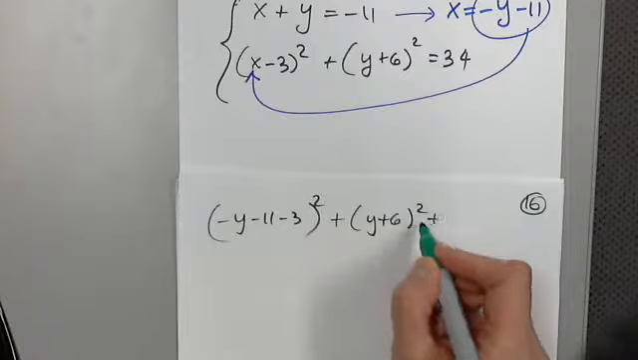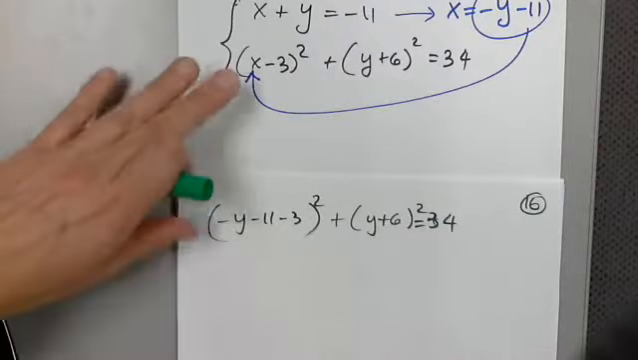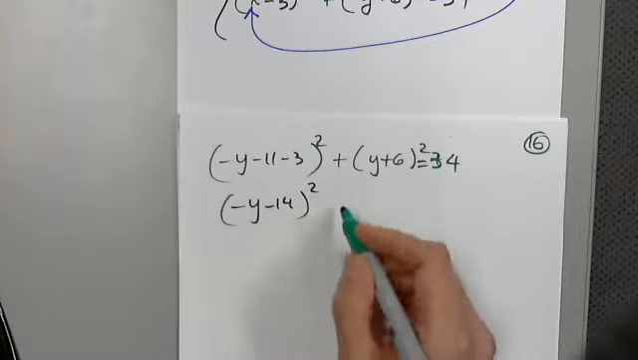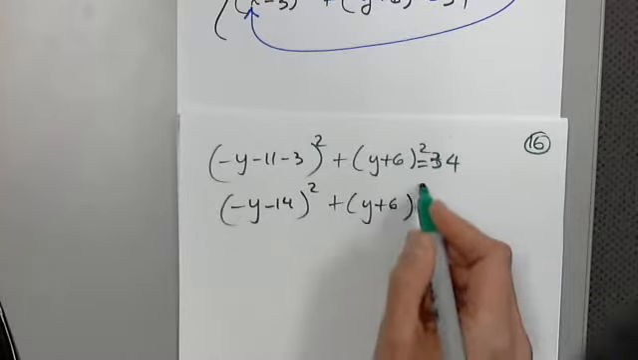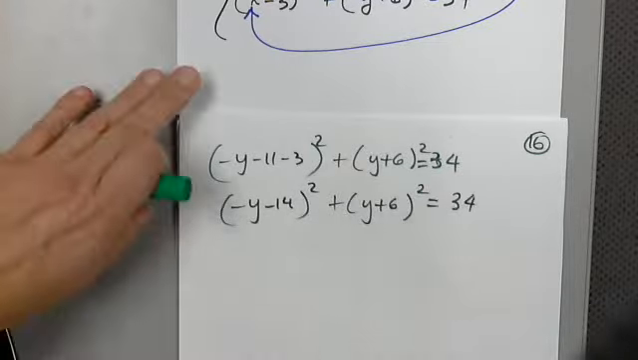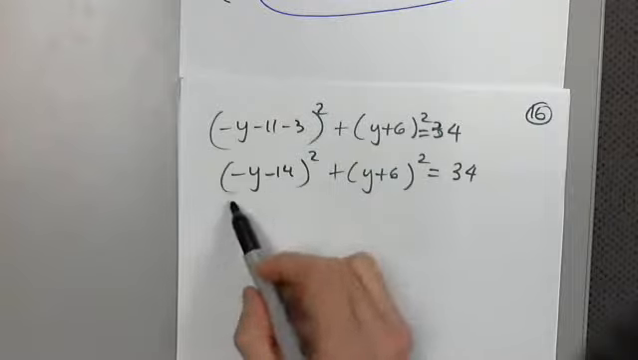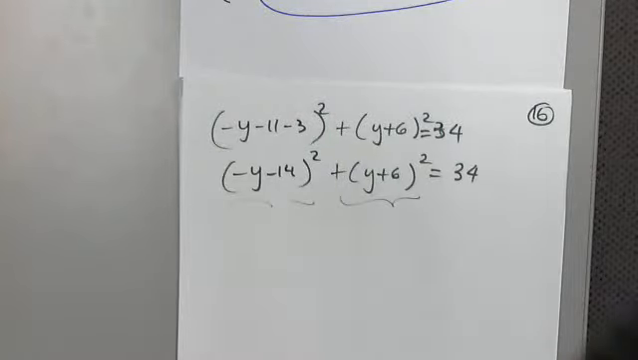Very good. Perfect. So yes, it is negative y minus 14 everything squared plus y plus 6 everything squared equals 34. Please make me proud and tell me how many terms you will give for this and how many terms you will give for this, please.